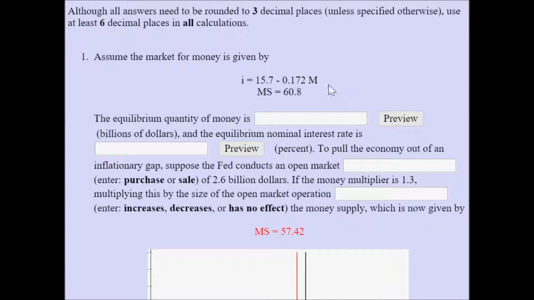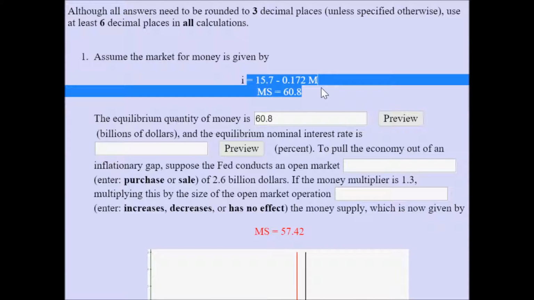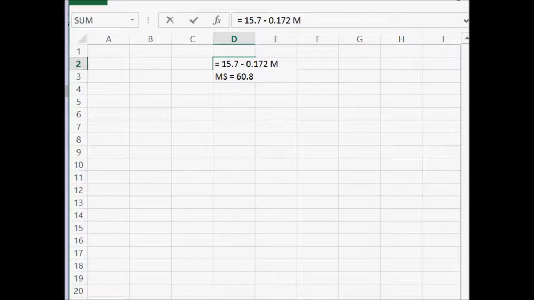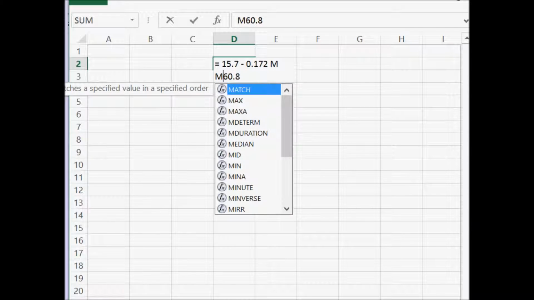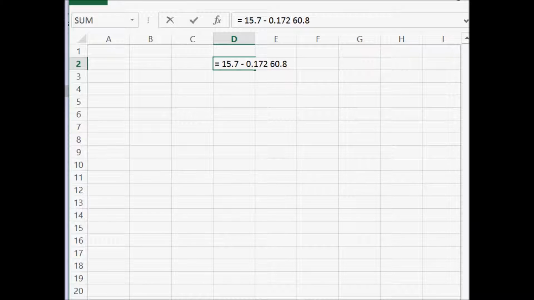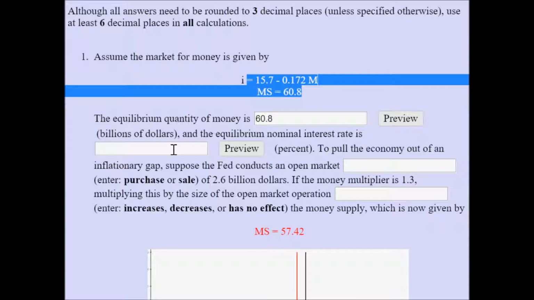The equilibrium money supply is 60.8. I'm going to copy this and paste it right here. To calculate the equilibrium nominal interest rate, I'm going to copy the right-hand side of money demand and the money supply equation and paste that into Excel. Then I'm going to backspace until I get to the coefficient and type multiplication. So what this does is it plugs the quantity of money into the money demand equation. I get a nominal rate of interest of 5.2424. I'll copy and paste that into my OpenMath.